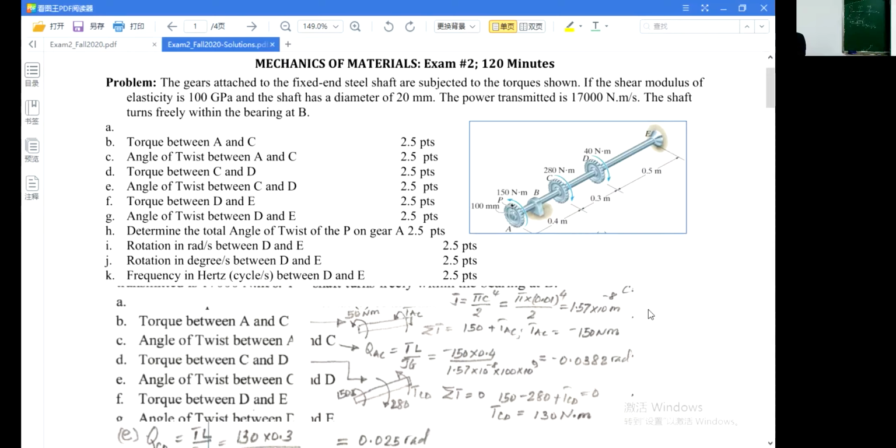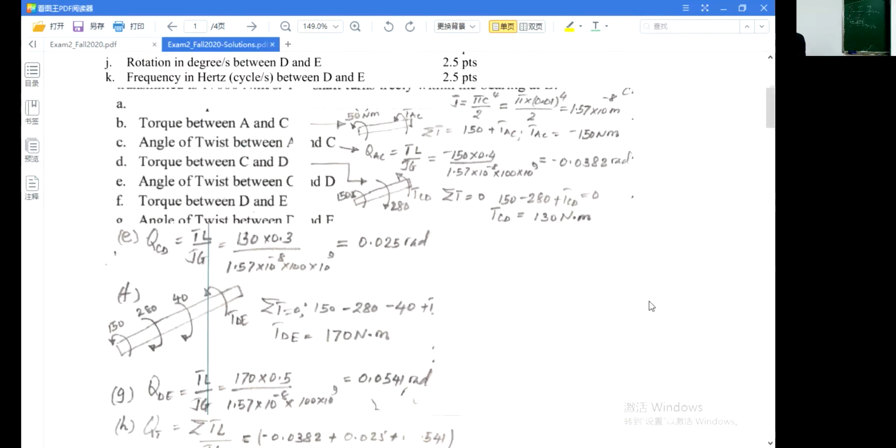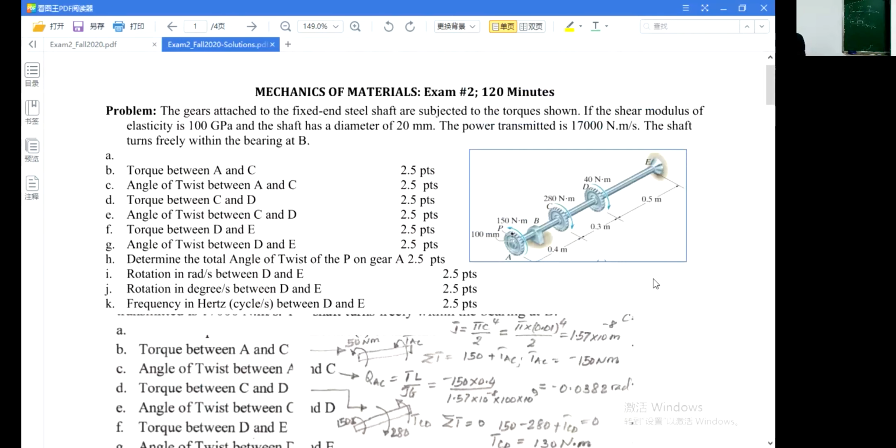This is finding the internal force for this problem. Is it time for a break? Oh, okay.